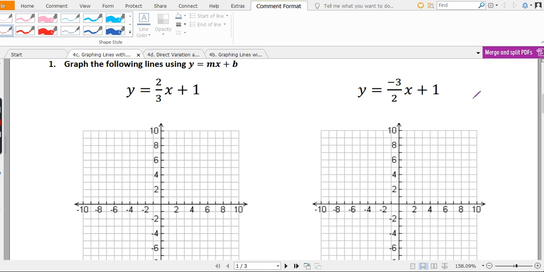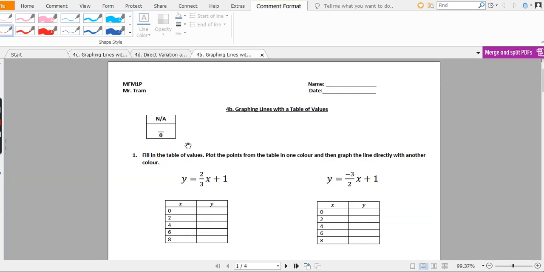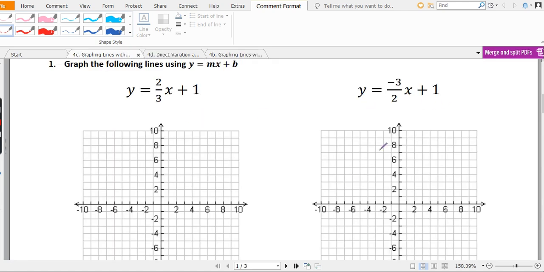Now, instead of using the table of values, which is this table here, you can see that I've deleted them. And I'm going to show you a much easier way to graph without using the table of values. And that's using y equals mx plus b. So, this value is what we call our y-intercept.